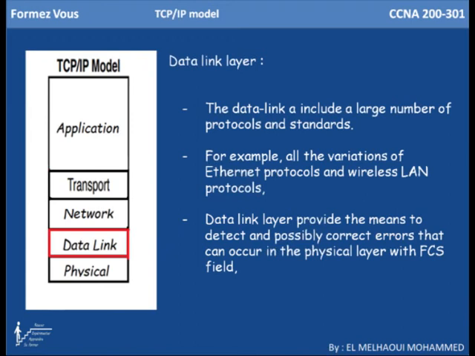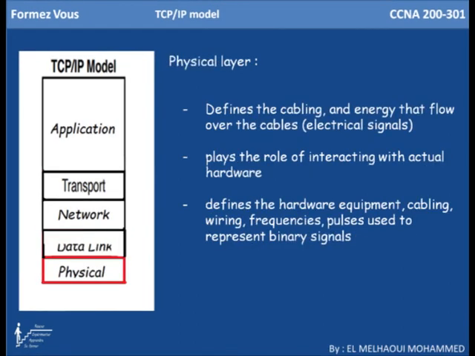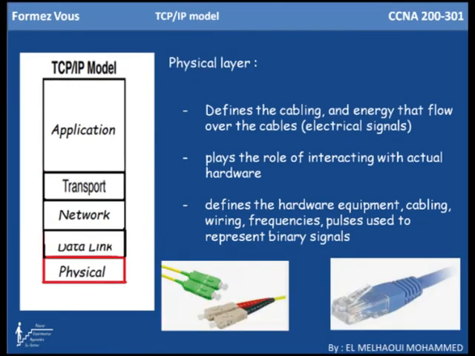Don't worry. You should not forget that the data link layer focuses on sending data to the next host, okay? Good. And finally, the physical layer. The physical layer defines the cabling and energy that flow over the cables, for example, electrical signals. This layer plays the role of interacting with actual hardware. You should know that this layer defines the hardware equipment, cabling, wiring, frequencies, and pulses used to represent binary signals.